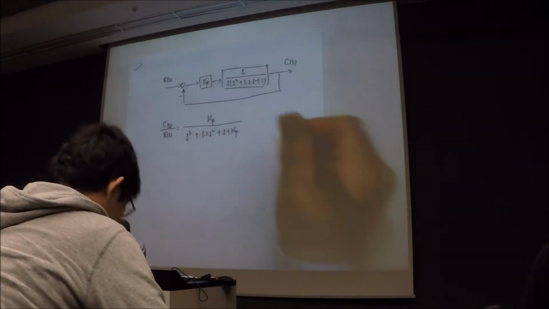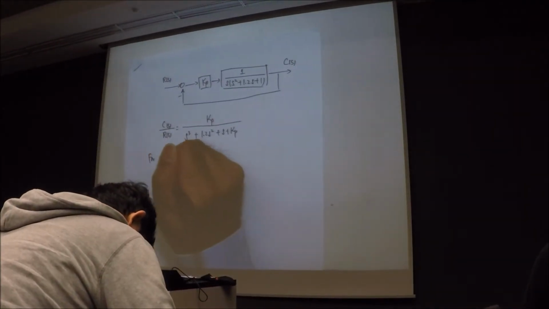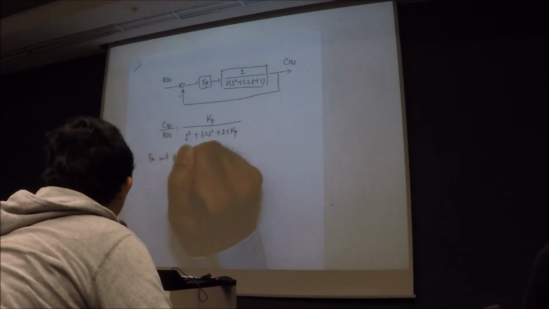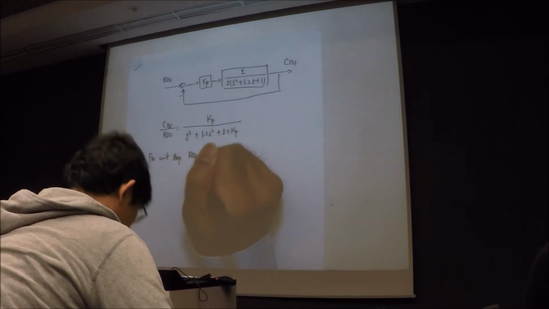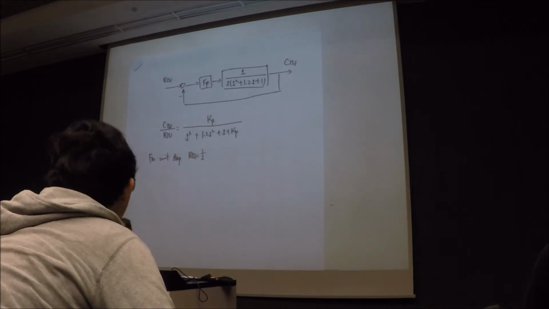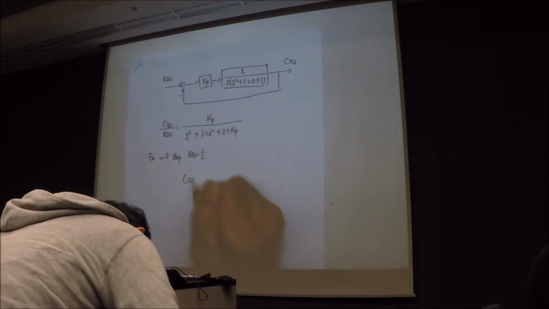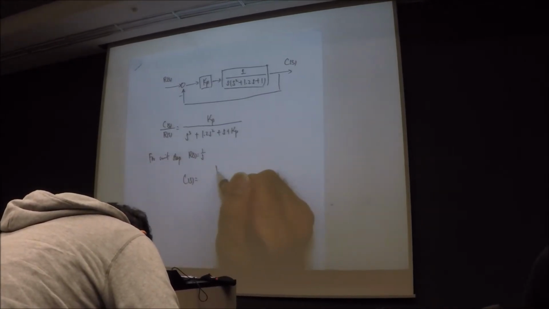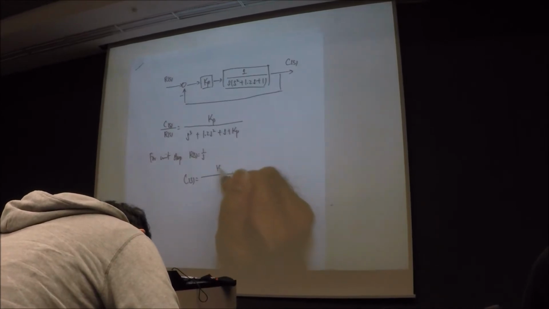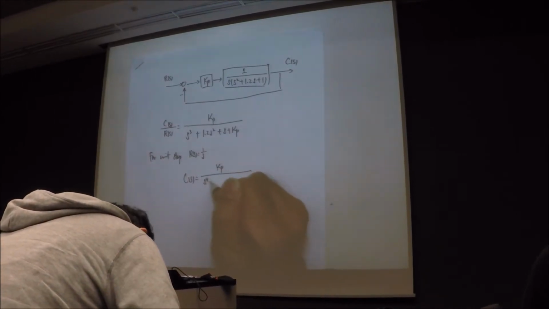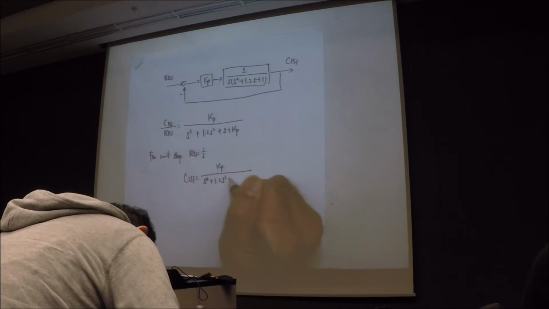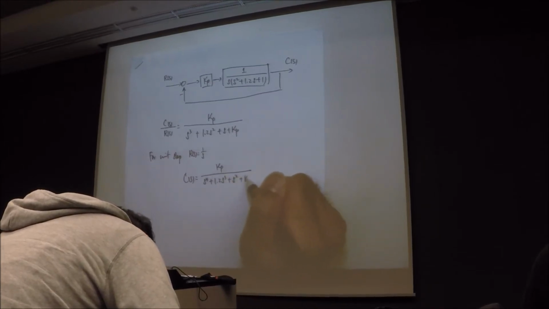Alright, so for unit step, R(s) is equal to 1 over s. So what is your C(s)? C(s) is going to be equal to 1 divided by Kp divided by s to the power 4 plus 1.2 s cubed plus s squared plus Kp s.